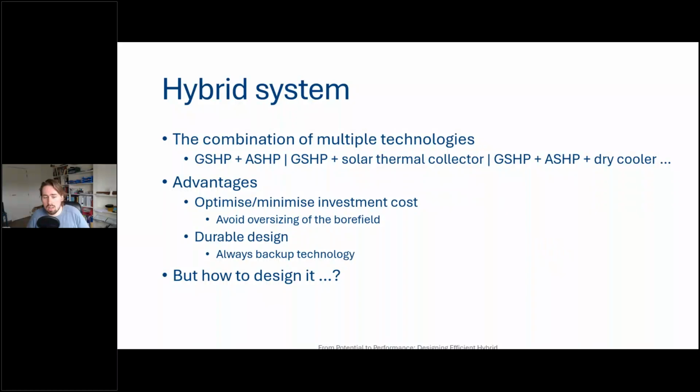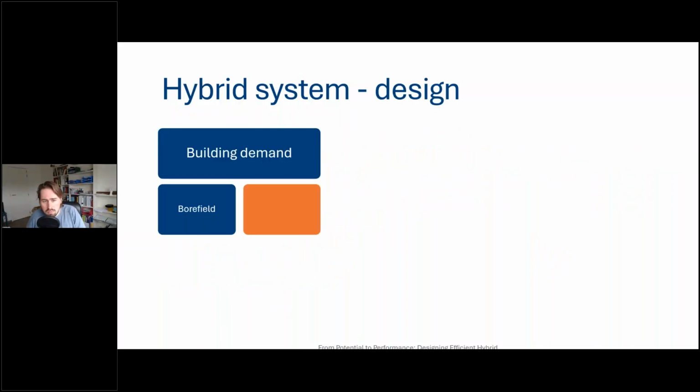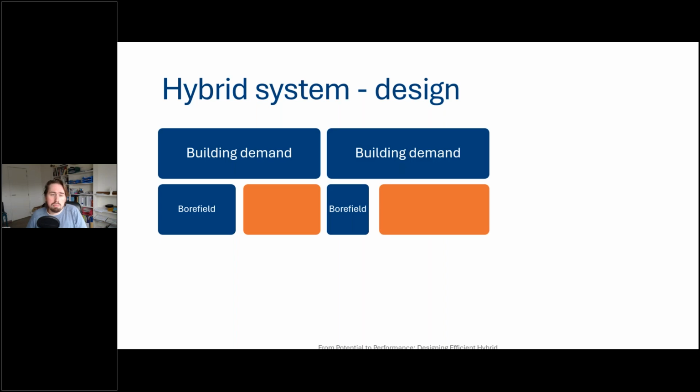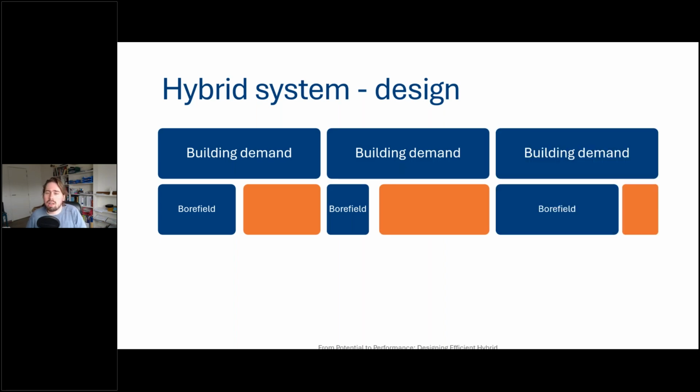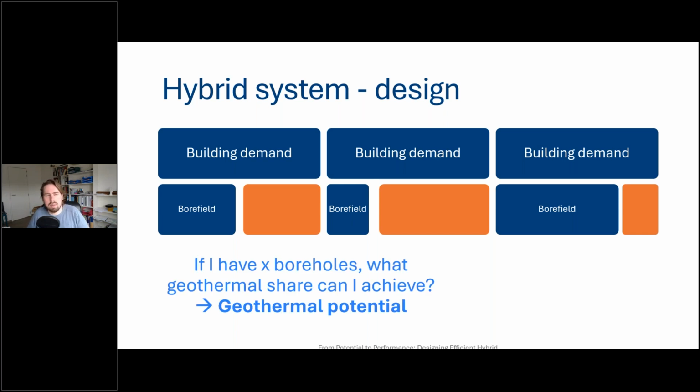But this is all not new. The main challenge is always, how do you design such a hybrid system? Because if we visualize this, we have a borefield which is responsible for 50% of our building demand, but we can also size it like this or like this. It really depends on what you as a designer want to do. And the main question always is, imagine that I have a certain amount of boreholes. What geothermal share can I achieve with this investment, with this borefield? And this relates to the concept of geothermal potential.